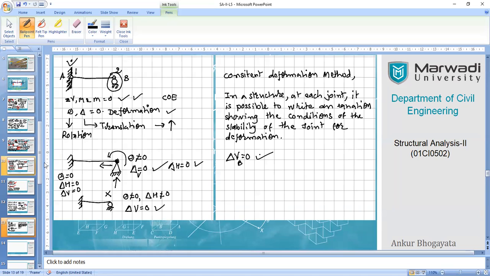So consistently, all the joints, let us say joint number one, joint number two, all should be satisfying equilibrium or stability conditions for joints against the deformation. So in this consistent deformation method, we will check that at desired or at any point, the requirement of consistent deformation is satisfied. So continuously, it should be satisfying all the requirements of supports by its nature.